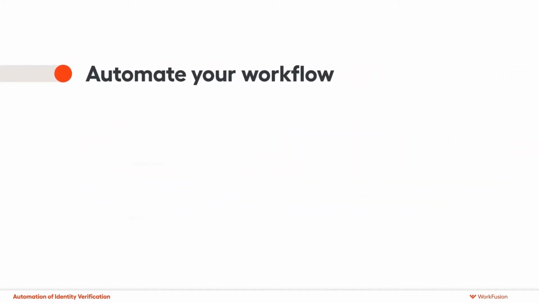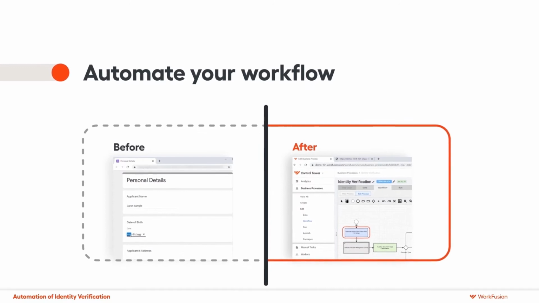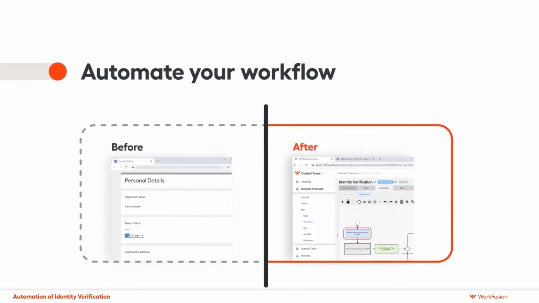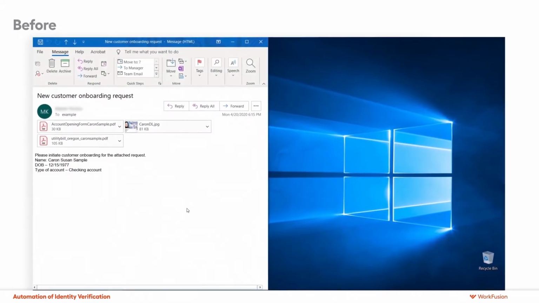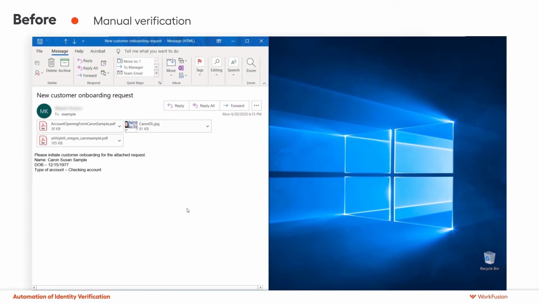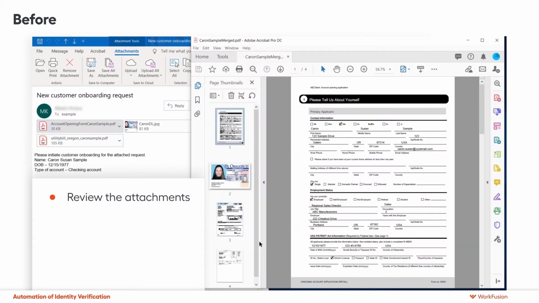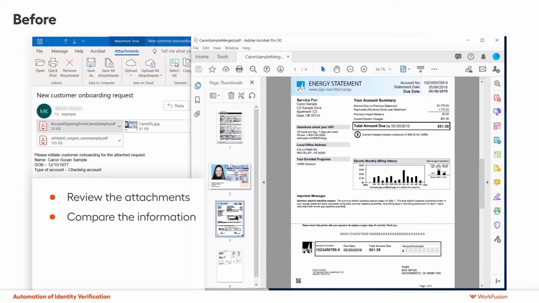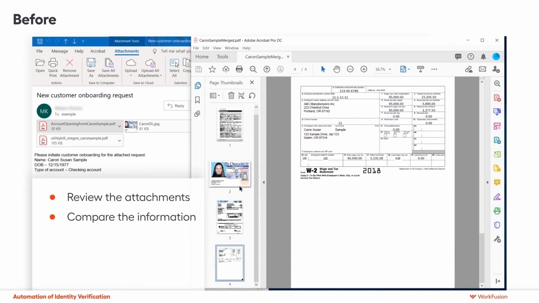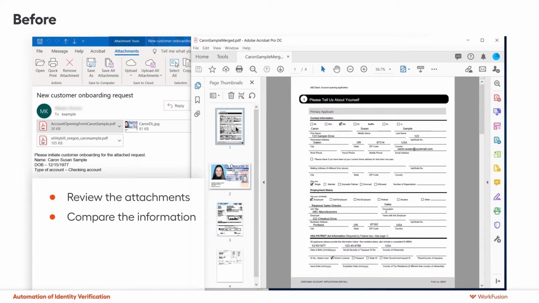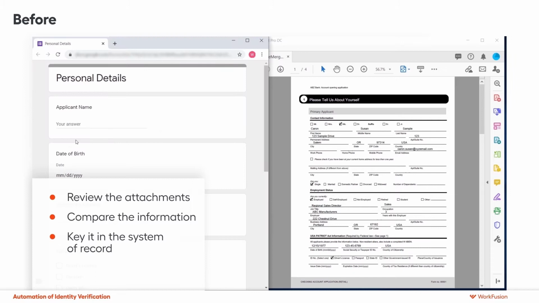How does our solution for customer identity verification deal with these challenges? Let's consider this process, both with and without WorkFusion. Manual verification of identity documents usually takes just a few minutes, but the task often waits in a queue for days before it is handled. Requests are usually submitted via email with files attached. An analyst needs to review these attachments and compare the provided names, addresses, and other information against the application and identify any discrepancies. If there are no issues, the analyst manually keys the information into the system of record.